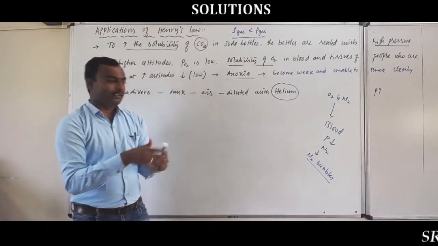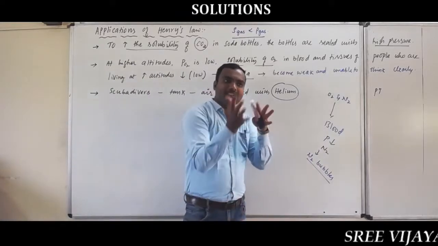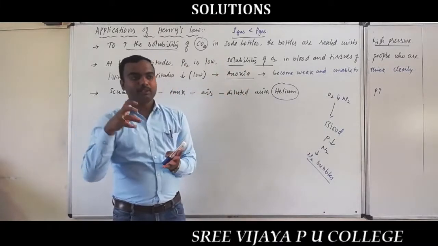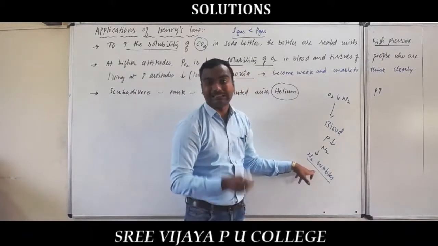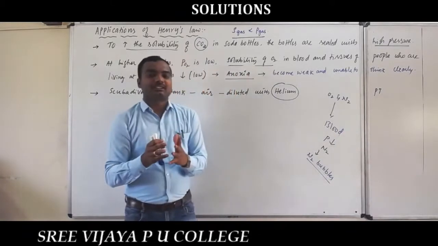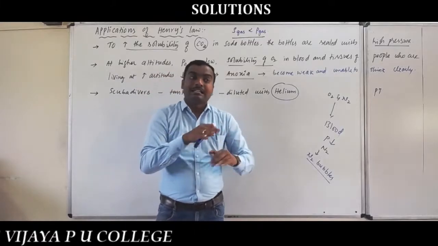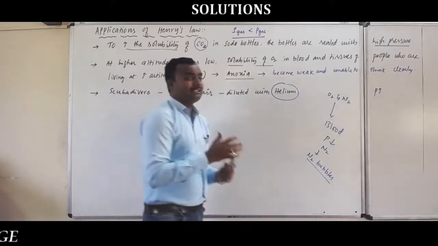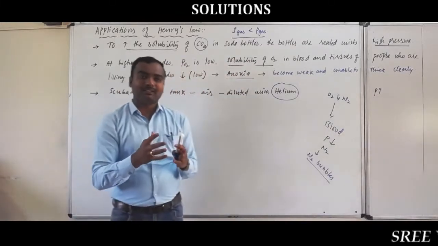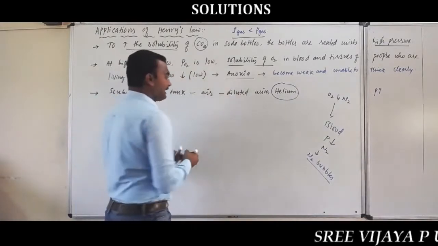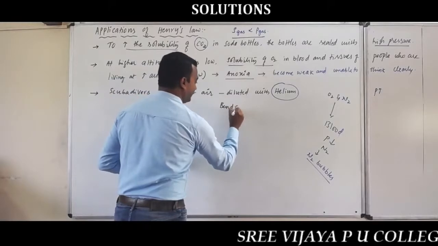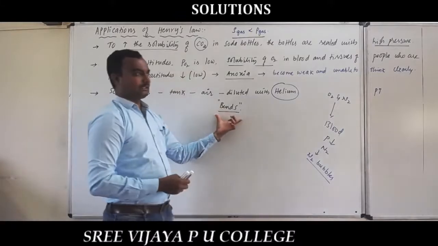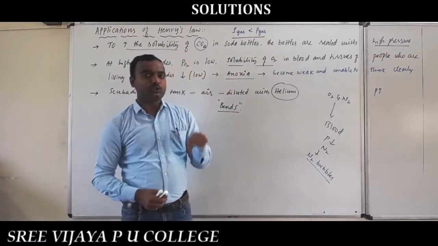So nitrogen gas is coming out of the blood, resulting in the formation of nitrogen bubbles in the capillaries. The nitrogen bubbles block the capillaries and the circulation of blood. So that leads to a painful condition, so you get the pain. That painful condition is called bends.